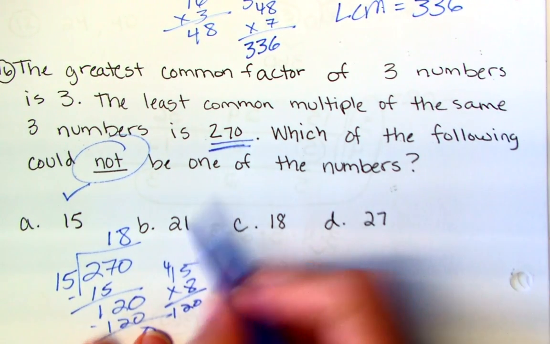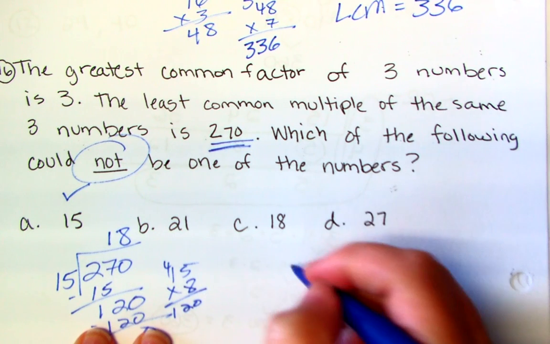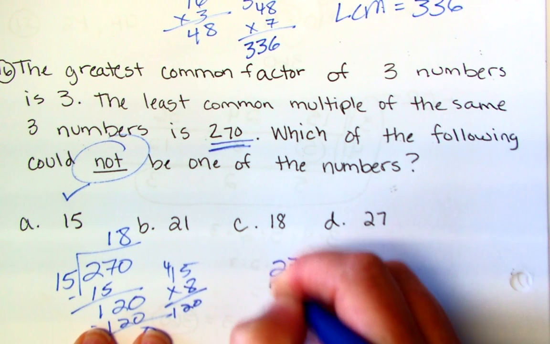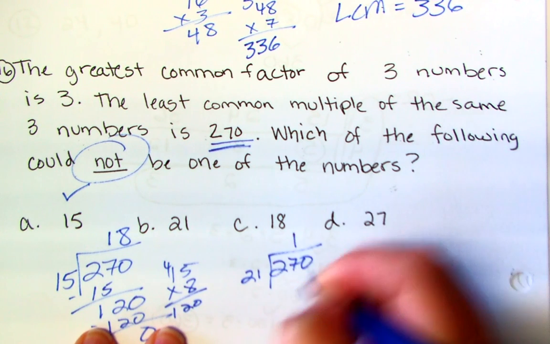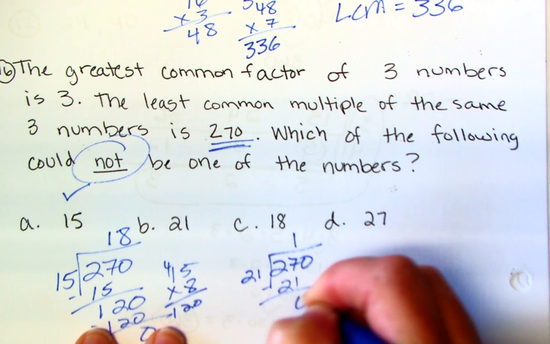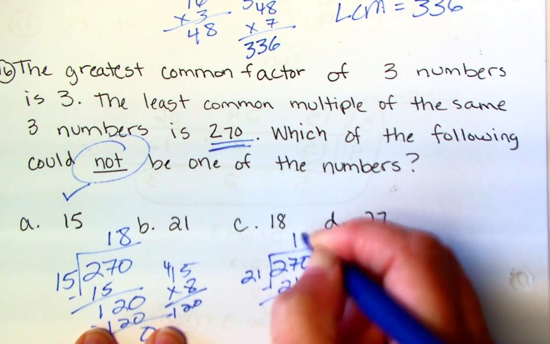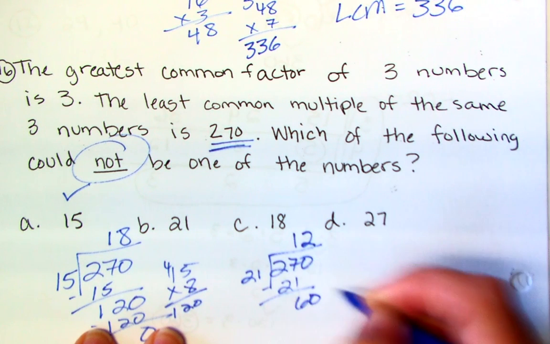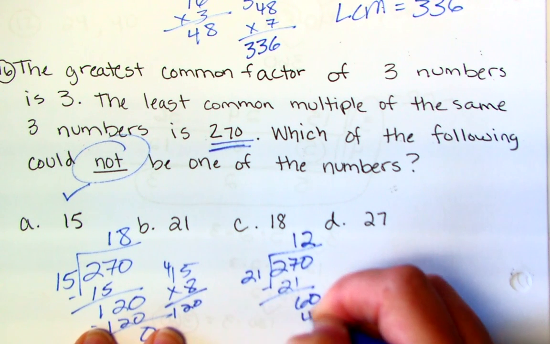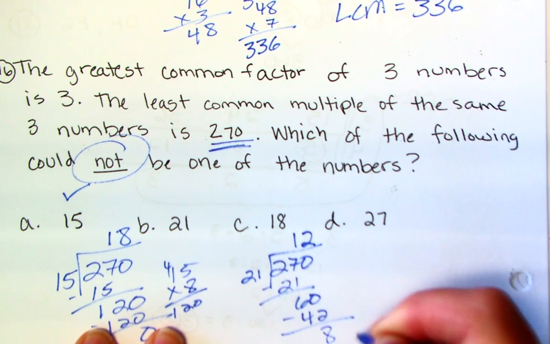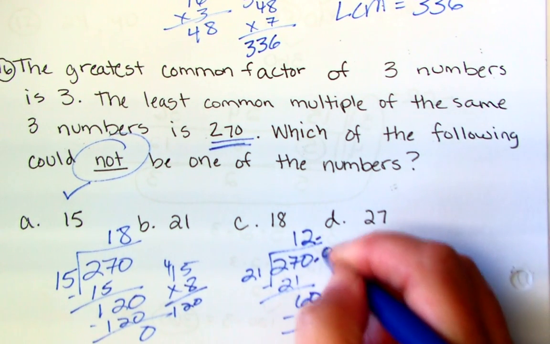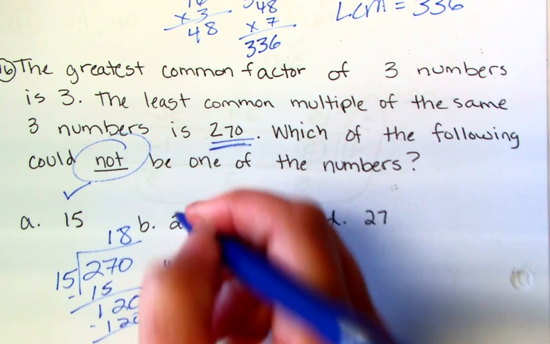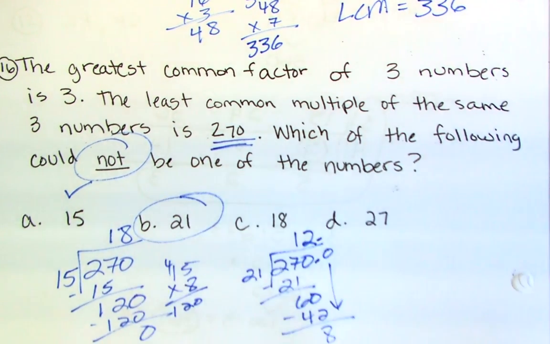So then I'm going to divide 270 by 21. So 270 divided by 21. 21 goes into 27 one time. 6 left over. I know that's going to only have to go in 2 times. And I'm going to end up with a remainder, because I have to add a decimal if I'm going to go further. Because this doesn't go into it evenly, 21 is the number that is not one of the 3 numbers.